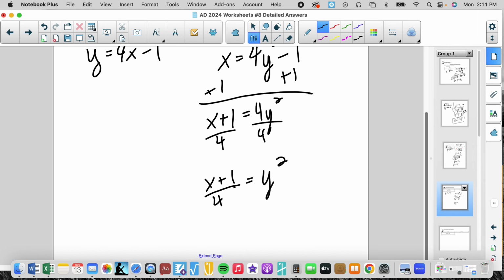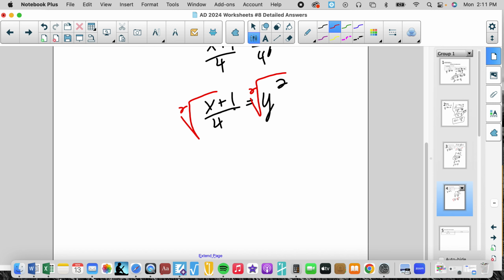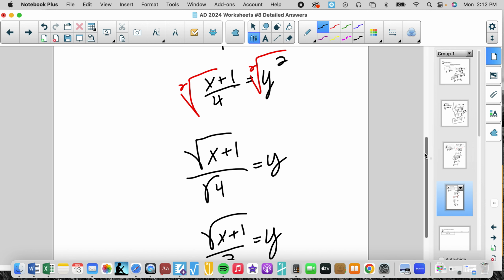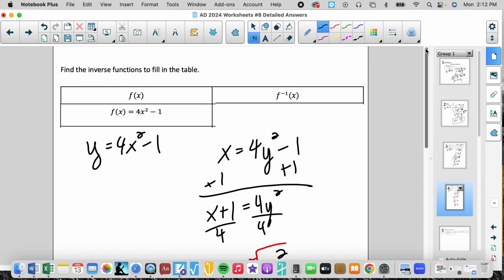equals y squared. We have to isolate for y, so what's going to get rid of a square is the square root. So we have the square root of x plus 1 over the square root of 4 equals y. And I separated those because that equals y, and then we can write it as a function. So f to the negative 1 of x equals the square root of x plus 1 all over 2.